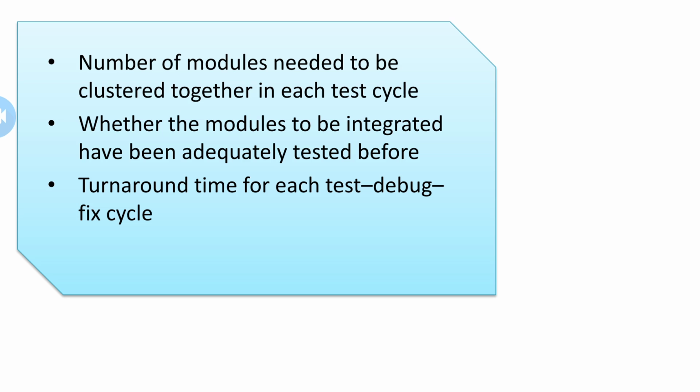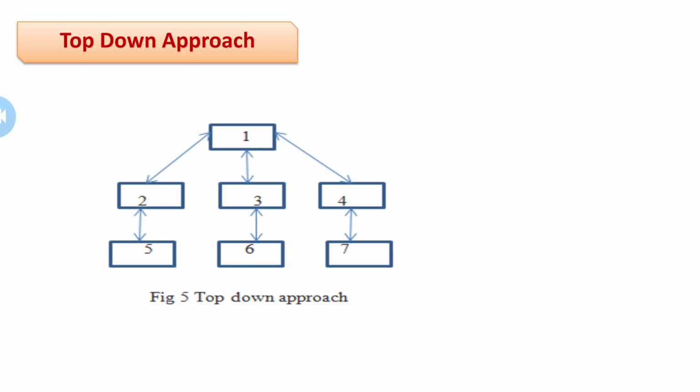Whether the modules to be integrated have been adequately tested before as a component. Then turnaround time from test, debug, fix cycle. Now when you test, then you debug, then you fix the code, how much time it took, the turnaround time, the threshold time, all those matters, because that counts toward your quality. The quality assurance team will accordingly label which quality level the product is achieving. Now next is the top down approach.